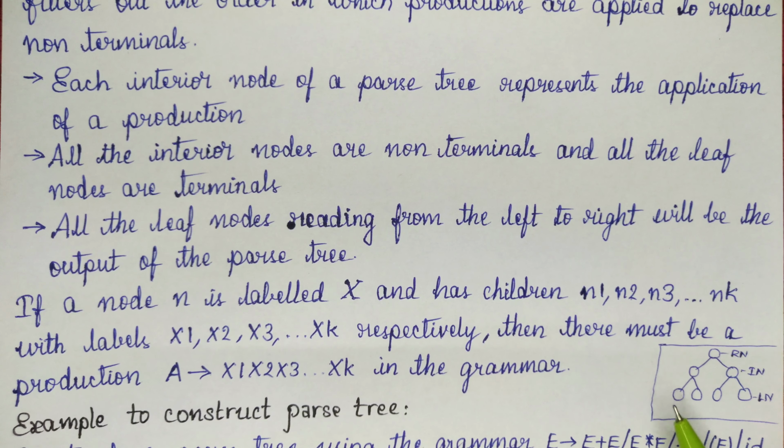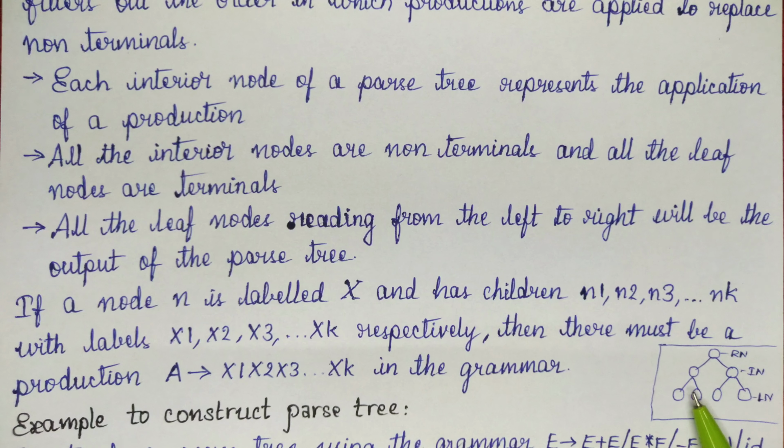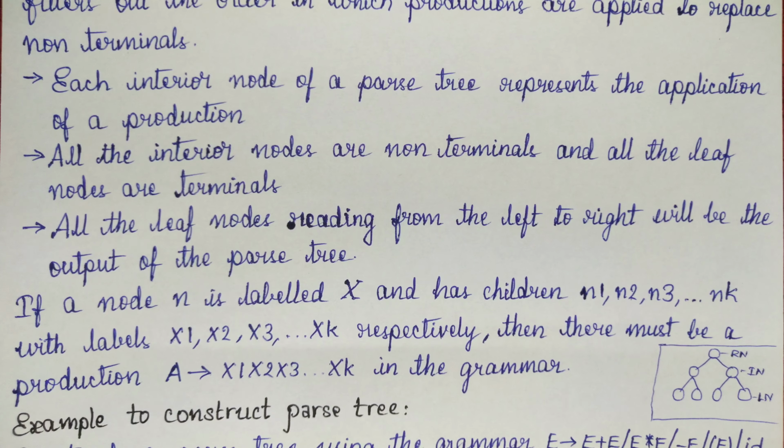Suppose consider this is the structure of the parse tree, for example. Then the starting node is called the root node and the internal nodes are the nodes that are having children. These are present in the middle of the parse tree and the child nodes are called the leaf nodes. These parse trees will have some properties.